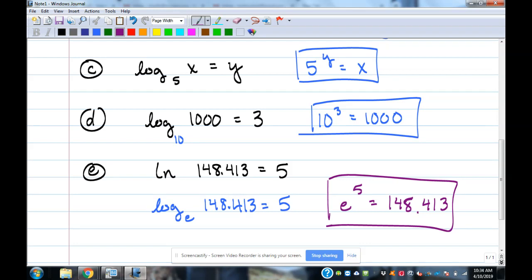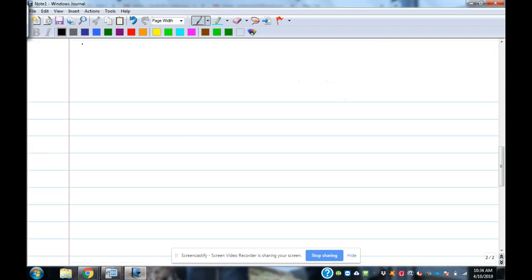All right. Let's go the other direction. Let's take an exponential statement and try to write it as a logarithmic statement, which is the next hurdle to jump. Write each exponential as a logarithm.